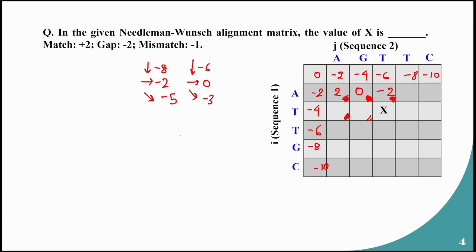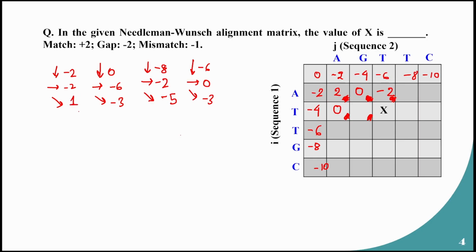Now for this one, if you go down here, it will be 2 minus 2, that's 0. If you go in this way, it will be -6. If you go in a diagonal pattern, it will be -3. So in this case, you have a 0, right? And then in this one, okay, down you get -2. This way you get -2. In diagonal, you get, this is a T versus G, so it's a mismatch.